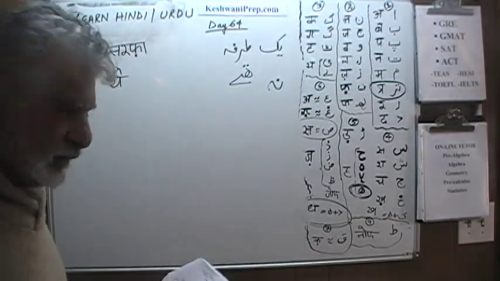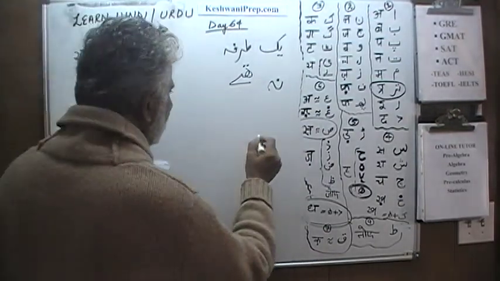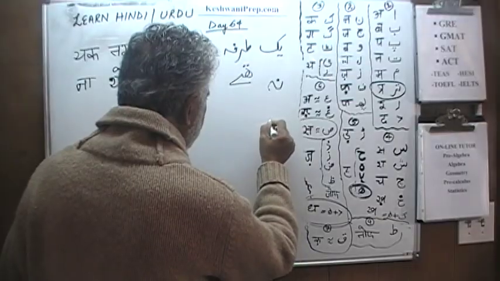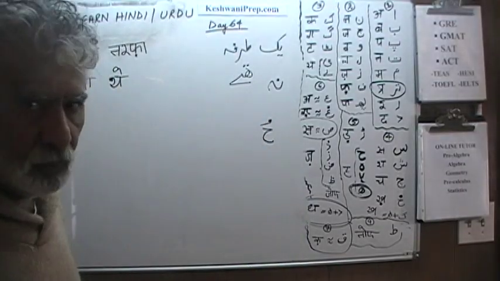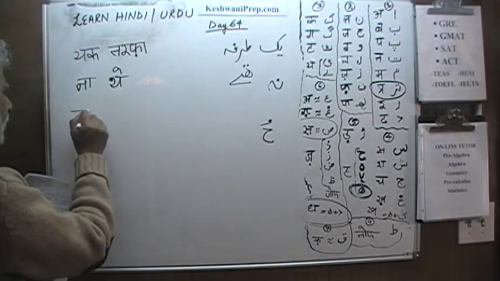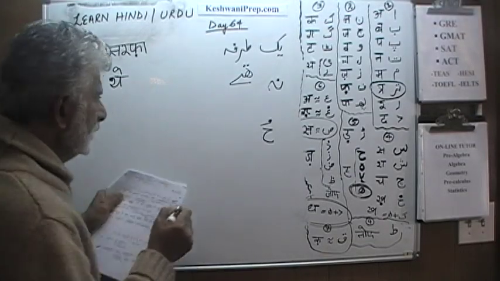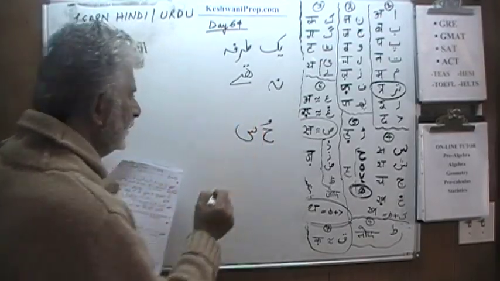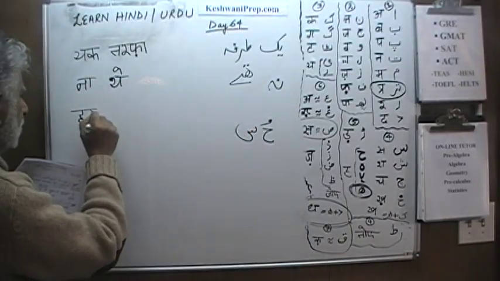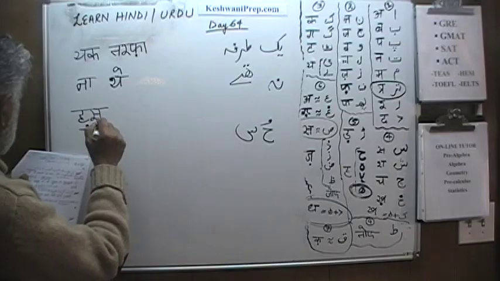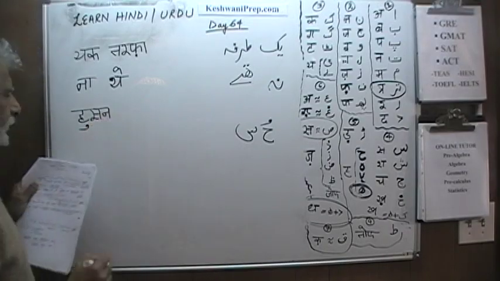The next one is a little tricky. Let's take our time. So we have ha. We don't need ha, we need a hu. We need a u ki matra. Hu. Then we have a sa, seen, and a no. Husn.